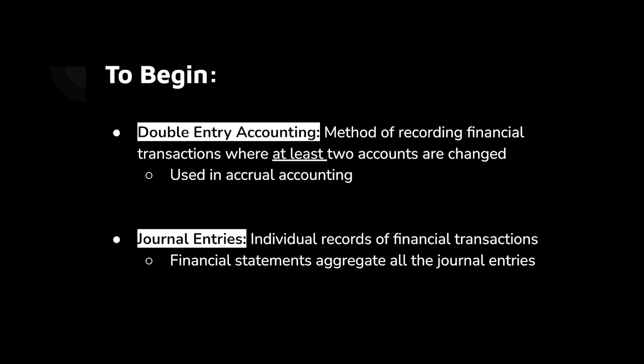Journal entries are your individual records of financial transactions. So if you are working as an accountant, you would be responsible for the journal entries, and at the end of a period, they would be summed up or aggregated to form your financial statements, which show the financial position of a company and are useful internally or externally.